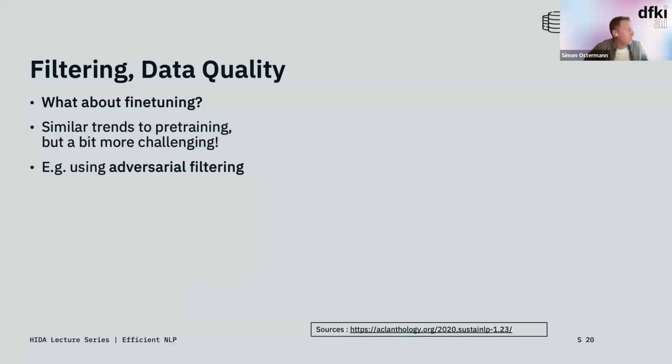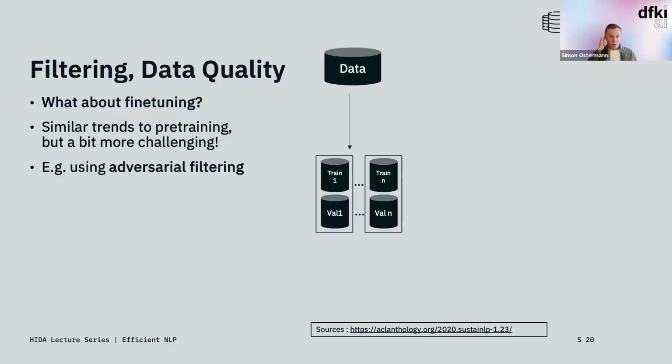Well, what about fine-tuning? Can we also do filtering during fine-tuning? Well, there are similar trends to pre-training, but it's a bit more challenging because fine-tuning data are typically much more diverse and more specific than pre-training data. But one method that people use is, for example, adversarial filtering. The idea is quite straightforward.